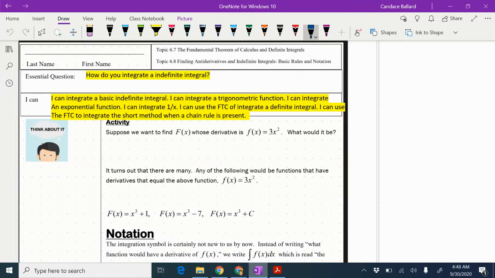Hi, we're going to be working on topic 6.7 and 6.8 today and tomorrow. So this is kind of a 2-day lesson, so we're not going to do this whole set of notes today. The essential question that we're going to be answering is how do you integrate an indefinite integral?